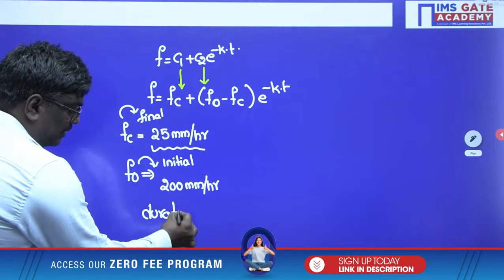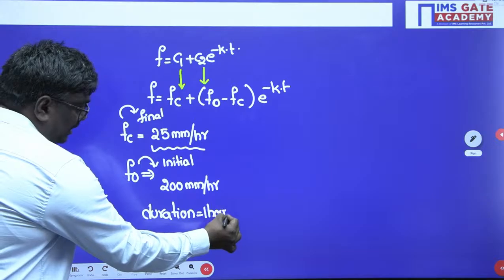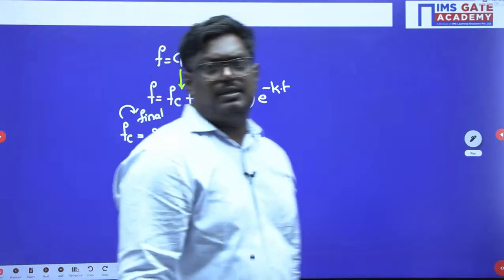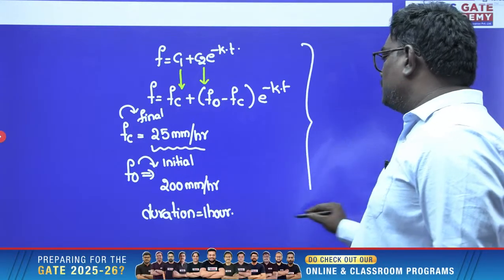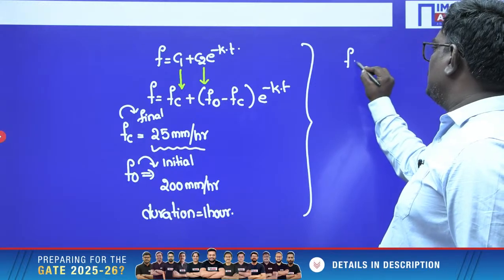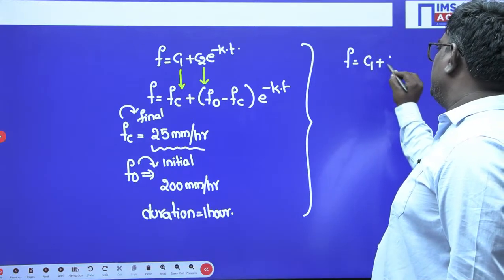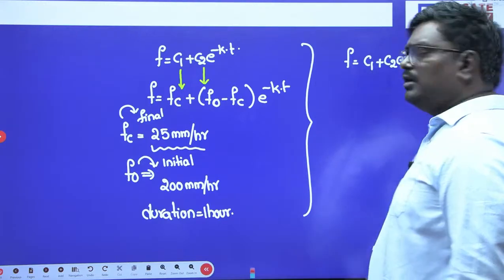Duration is nothing but 1 hour. Duration is how much, sir? Duration is nothing but 1 hour. So if you see here, students, they have given F is equal to what, sir? C1 plus C2 e power minus K into T, right?